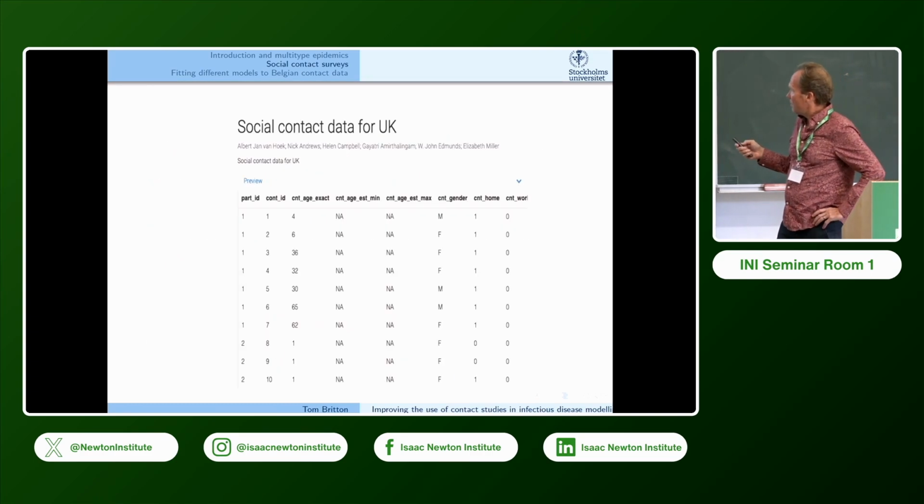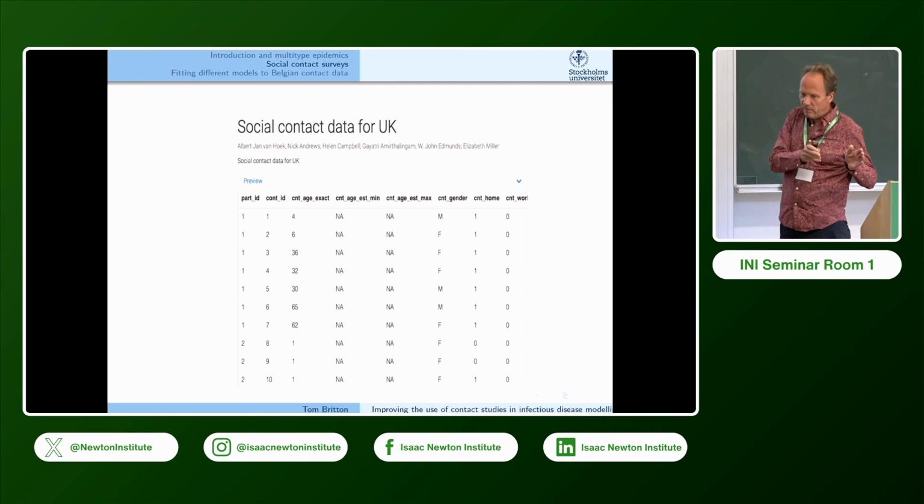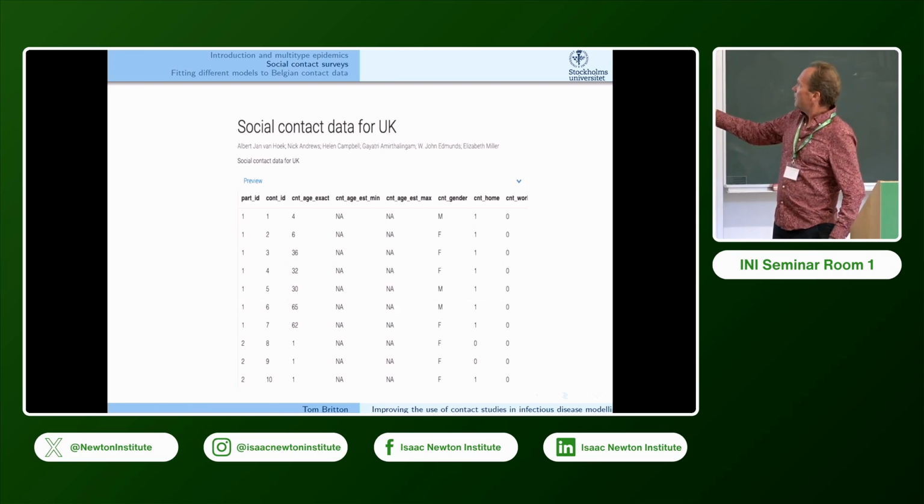So here is how such a data file looks. This is individual one. There's a separate file which has information about the different individuals. But here you have individual one. The first contact of individual one was with someone who was 4 years old. You might guess that it was the child of the person or so, and it was a male, and I don't know what the other things are.